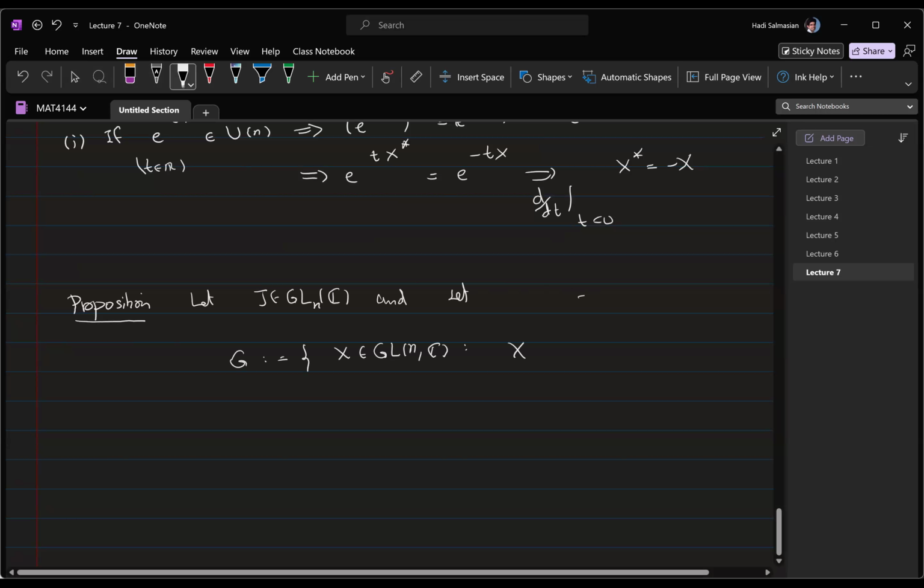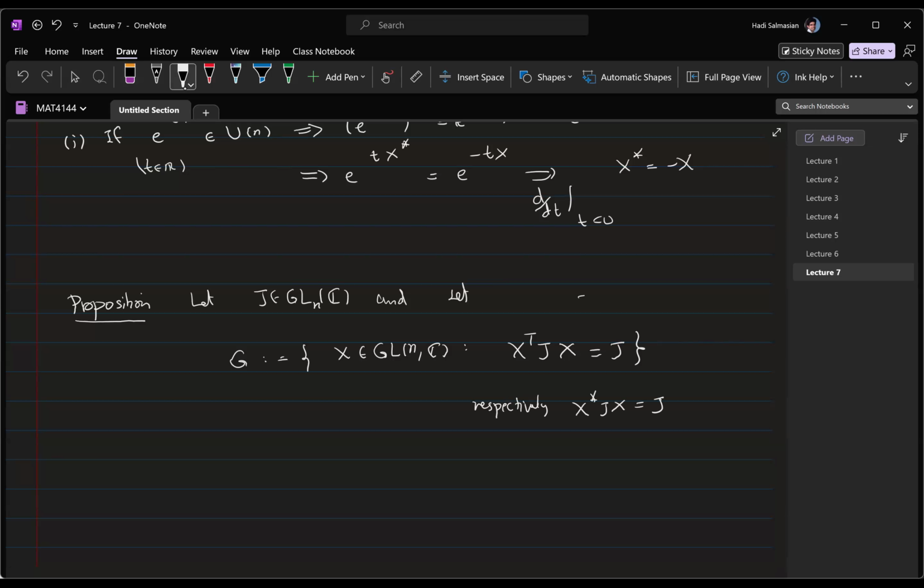Such that X transpose JX equals J, or alternatively X star JX equals J, respectively. So instead of the X transpose JX condition, I could have the X star JX condition. If I had the transpose one, it would correspond to the orthogonal groups. If I had the star one, it would correspond to the unitary groups.